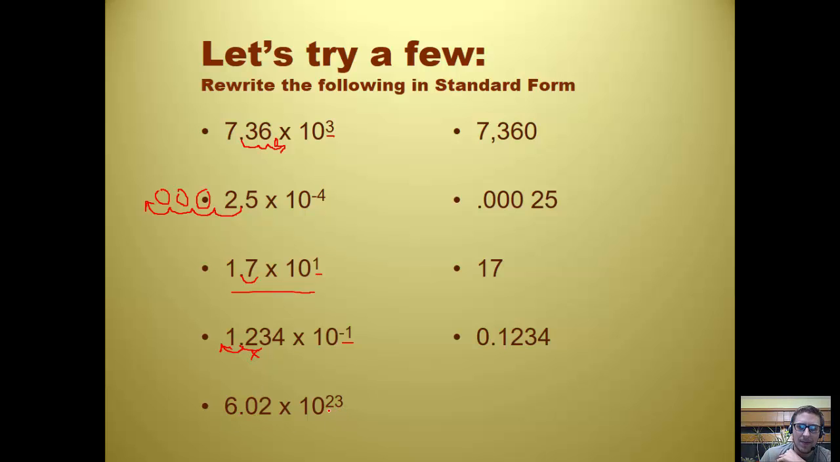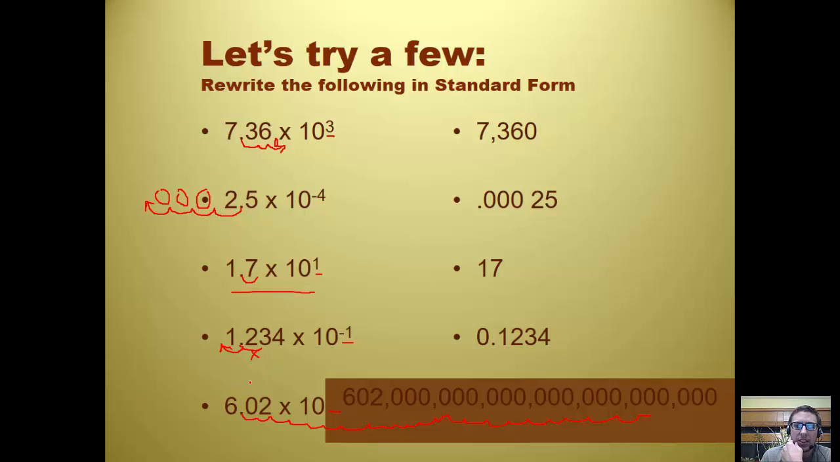How about this number? How fun is this, huh? Times 10 to the 23rd. So we know this is going to be a big number, right? So let's figure it out. 1, 2. All right, I only need to move 21 more times. 3, 4, 5, 6, 7, 8, 9, 10, 11, 12, 13, 14, 15, 16, 17, 18, 19, 20, 21, 22. Hey, all right. So what's that number look like? Yeah, this. 602,000,000,000,000,000,000, yeah. 602 sextillion. Absolutely.